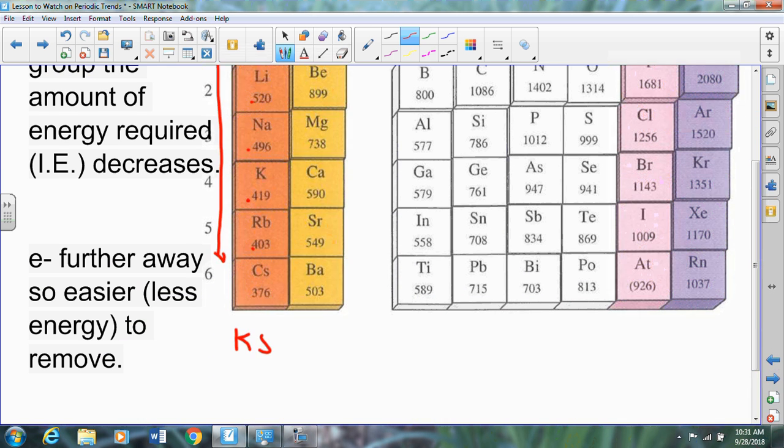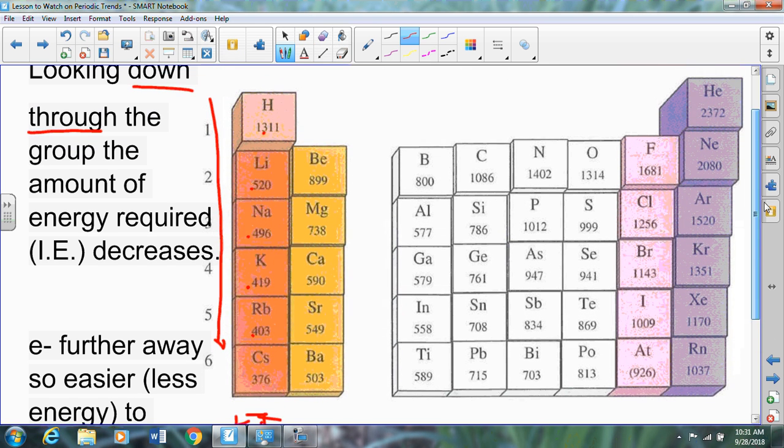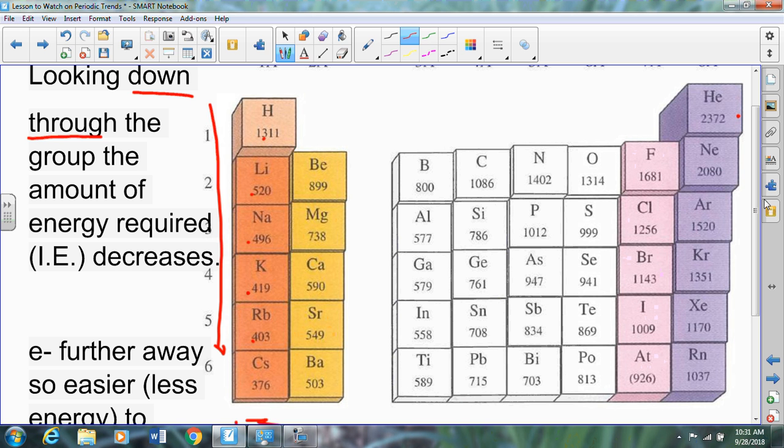That energy is less in every single column. You come over here, it's 2,372, 2,080, 1,520, 1,351, 1,170, 1,037. So we can clearly see that the energy is less, and that is because of shielding. Less energy is required to remove the electron. Some of you have already begun to look at what's going on as you go across. I will go to the next slide to talk about that.